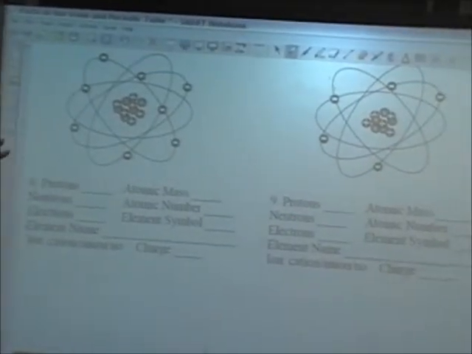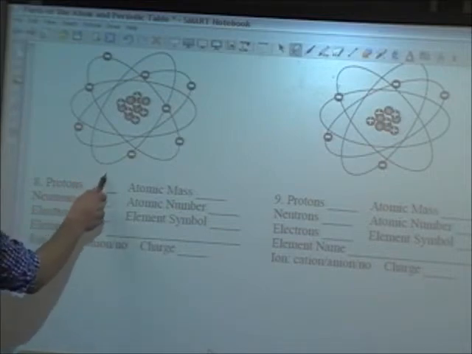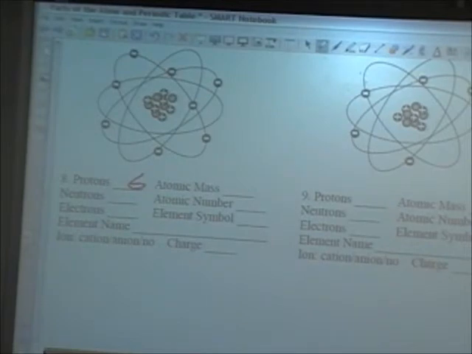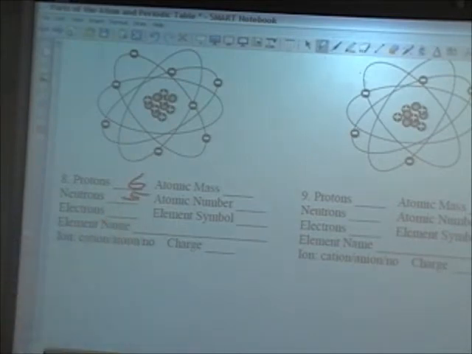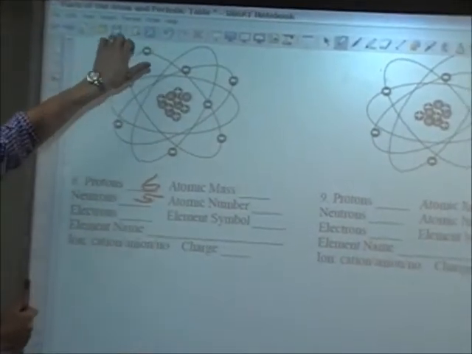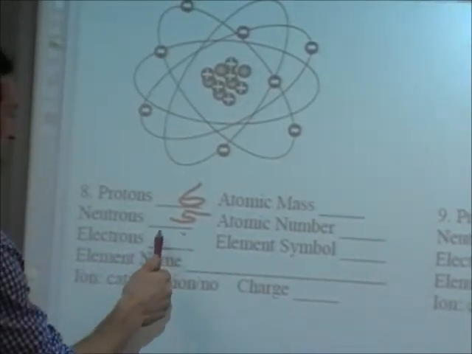Okay, so I'm on number 8. Make sure you're looking at 8. What are the protons for 8? 6. Tiff, what do we got? Let's wake Tiff up. We got 6. What are the neutrons for number 8? 5. 1, 2, 3, 4, 5. Electrons? 2, 4, 6. Come again. 8. So electrons are 8.